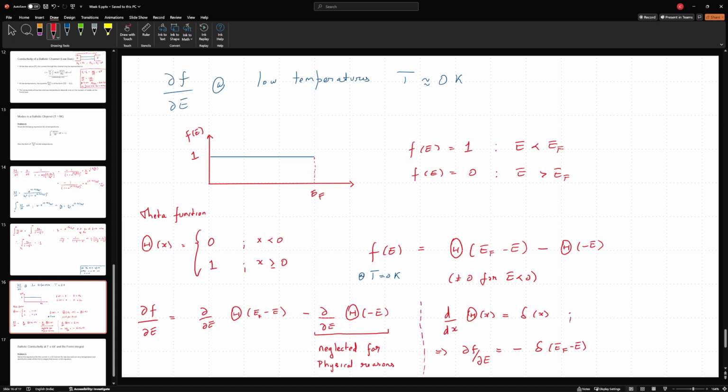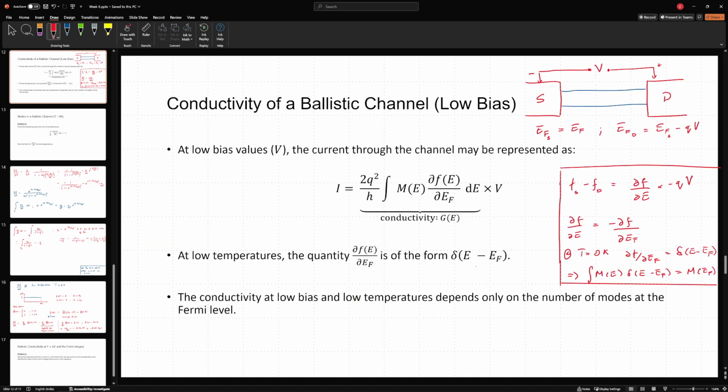But there is also a property of the delta function where the delta function is an even function. So delta of x is equal to delta of minus x. This is always true. It's a symmetric function, an even function. So I can just say it is equivalent to minus delta of E minus EF. So this is what we have mentioned here.